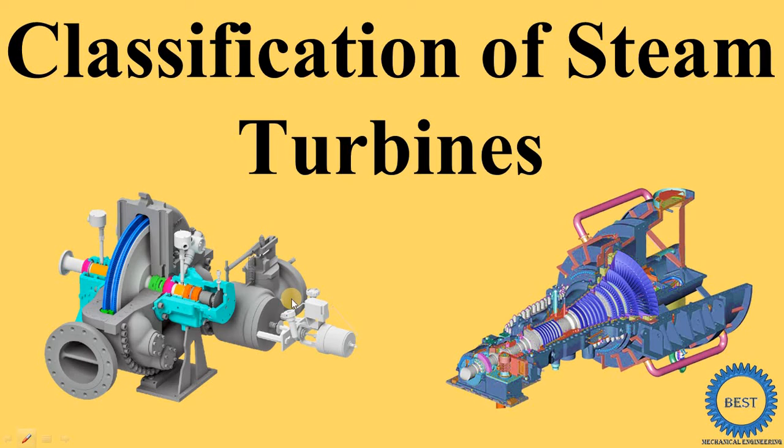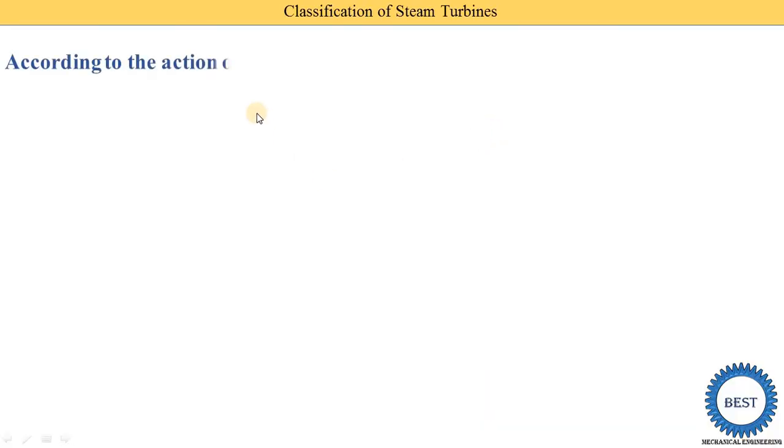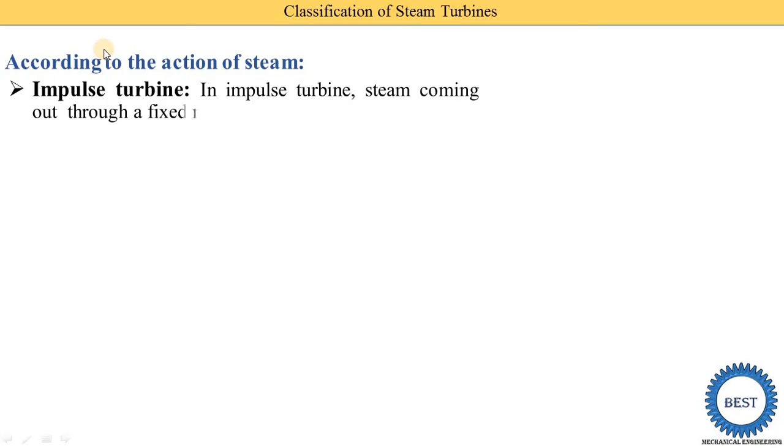In this video, I explain the classification of steam turbines. The first classification of steam turbines is according to the action of steam. According to the action of steam, steam turbines are classified as impulse turbines or reaction turbines. The first one is the impulse turbine. Now, what is the meaning of impulse turbine?